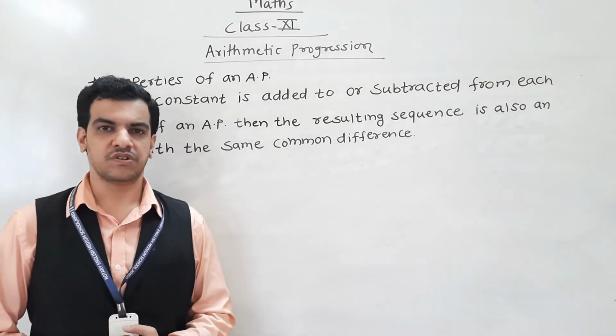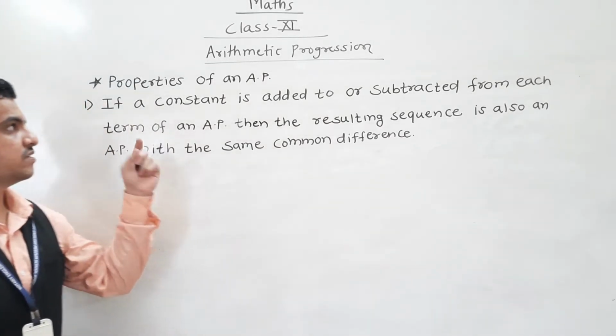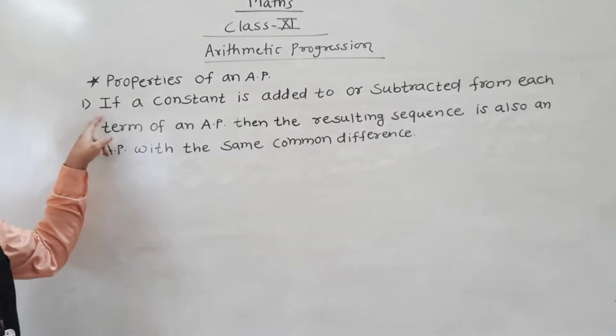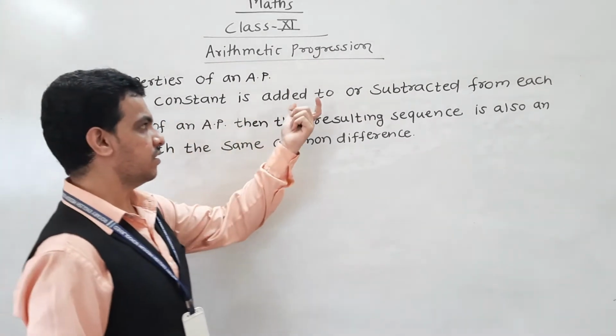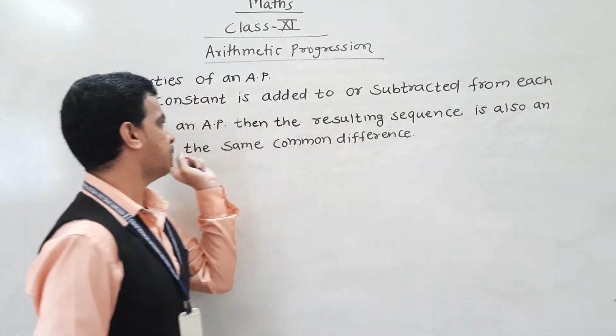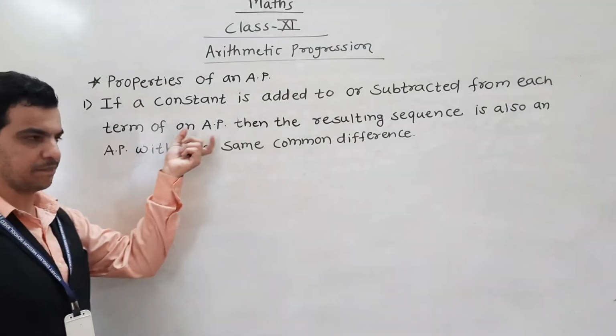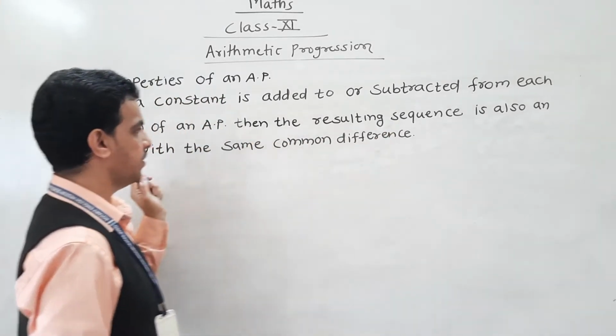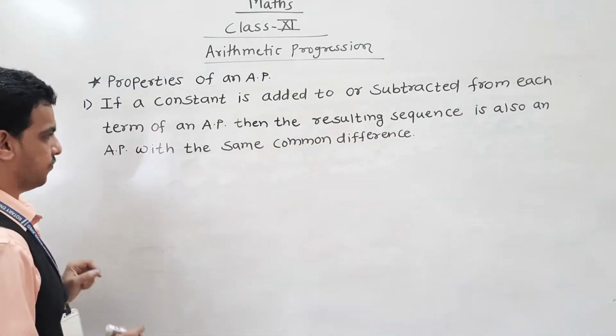Hello students, today we are going to learn properties of an AP. The first property is: if a constant is added or subtracted from each term of an AP, then the resulting sequence is also an AP with the same common difference.